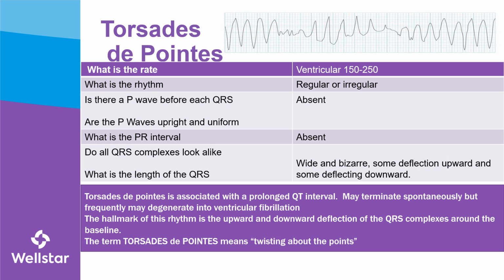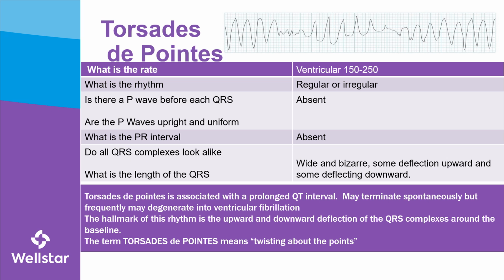Is there a P wave? No. Therefore, we can't measure a PR interval. Do all QRS complexes look alike? They're wide. No, they don't. Then the length of the QRS is wide and bizarre, some deflecting upward and some deflecting downward.